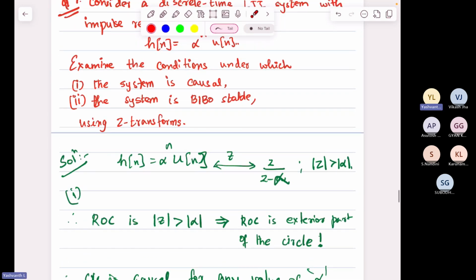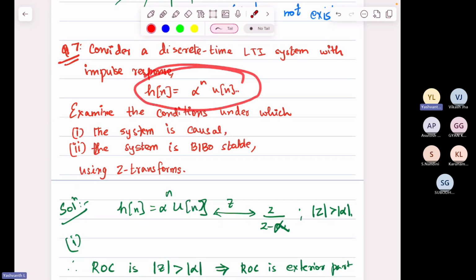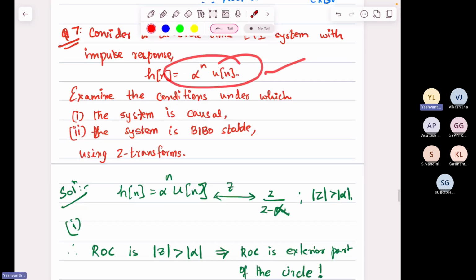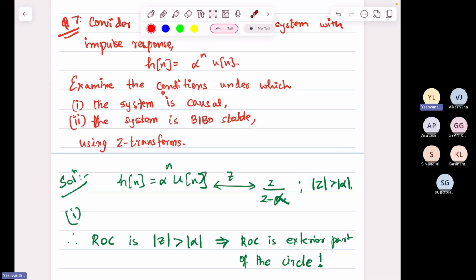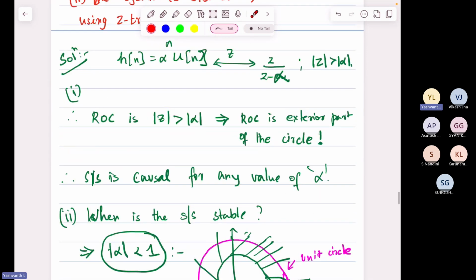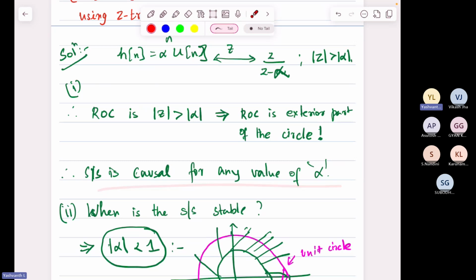In fact, you can also look at the time domain signal. The time domain impulse response is right-sided, and we know from the second class itself that a right-sided impulse response is always a causal system. Therefore, for the question of examining the conditions under which it's causal, the answer is that under any condition the system is causal.